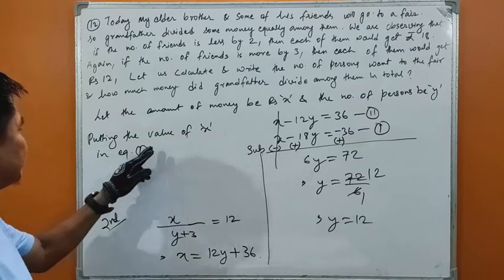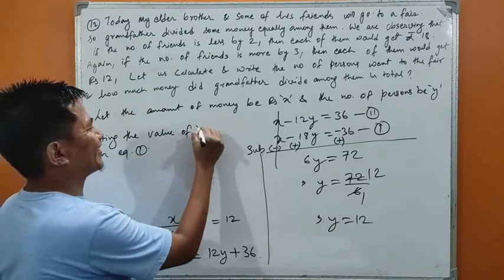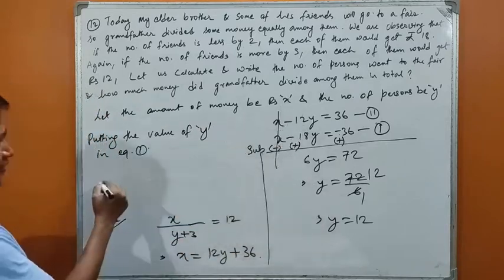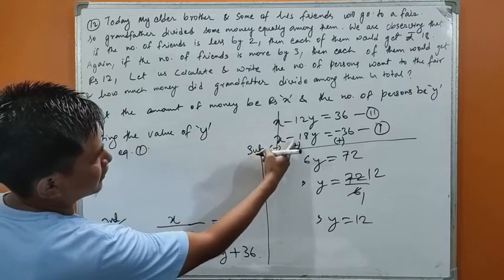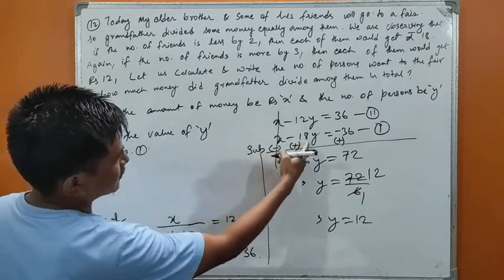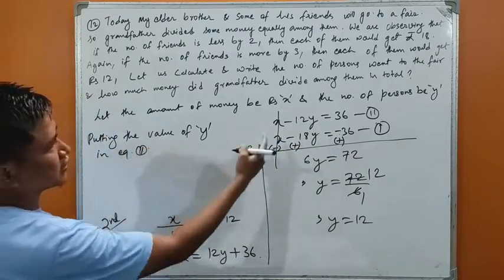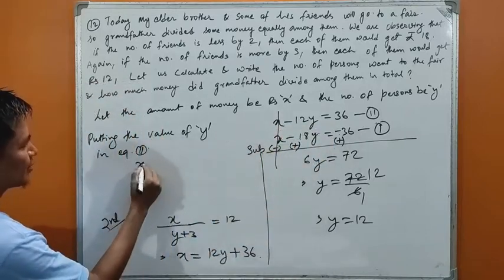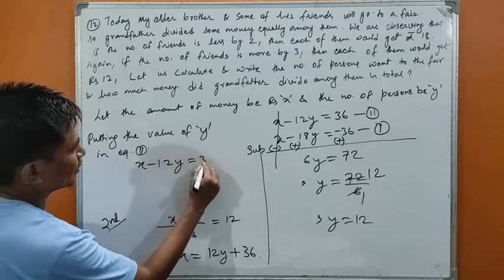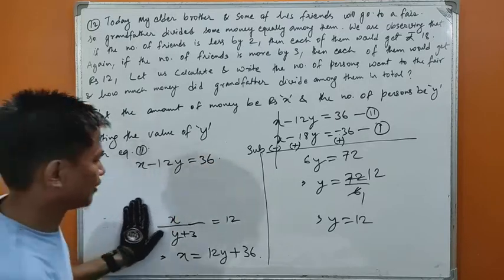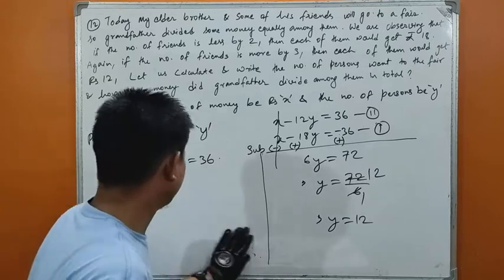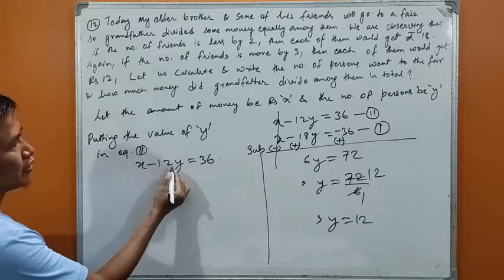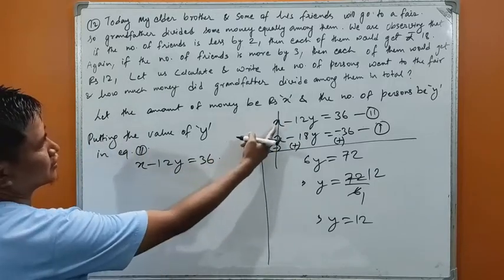Putting the value of Y in an equation. Okay, we are going to find the value of X. Equation 1 is X minus 18Y equals minus 36. Equation 2 is X minus 12Y equals 36. Equation 2 is easier, isn't it? We must choose the easier one. The smaller the number, the easier it becomes, so you can save your time. X minus 12Y equals 36.